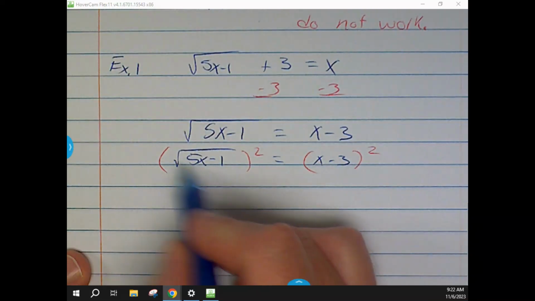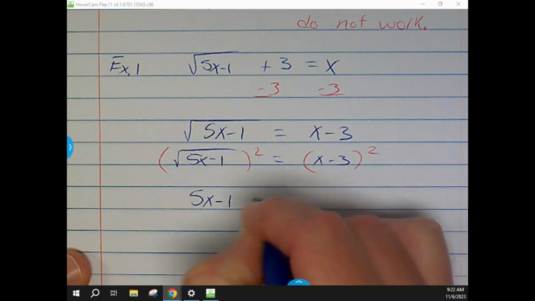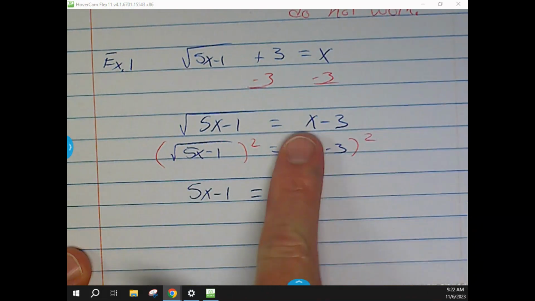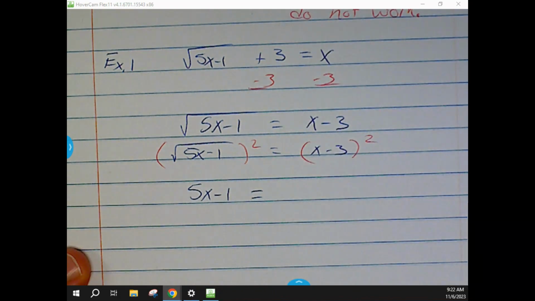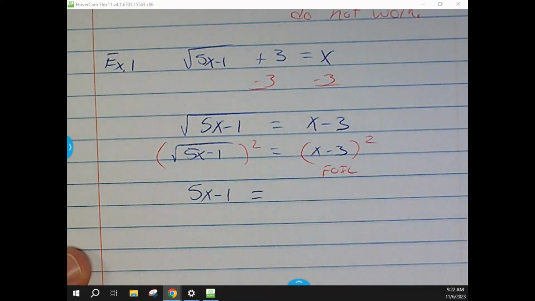So again, we square root the square, or square the square root. That's going to leave us with 5x minus 1. Now, on the right-hand side, here's the difference on this one. Everything we had done before, we had like 3 or negative 3 or 5 or something like that. In this case, if we do x minus 3 squared, again, you have to do the full method. You have to do that double distributive property here.